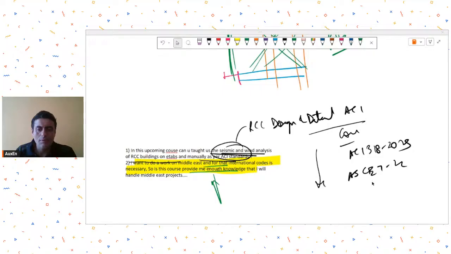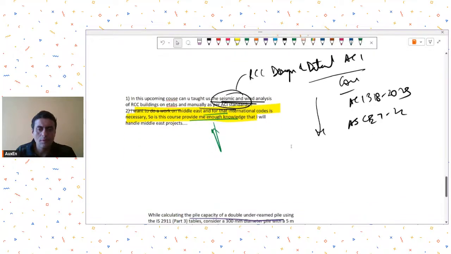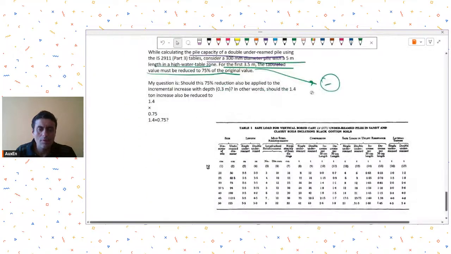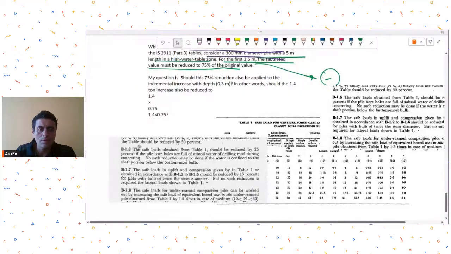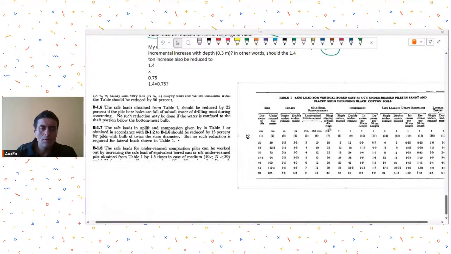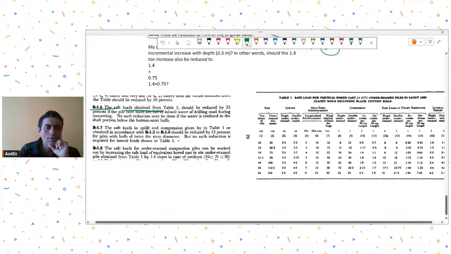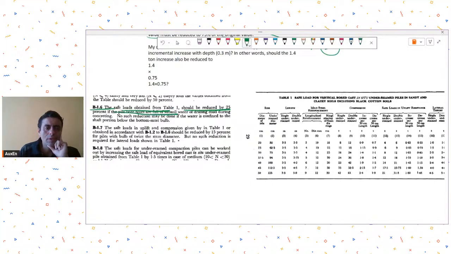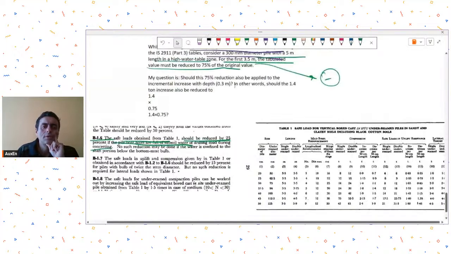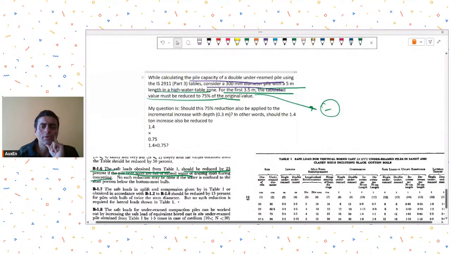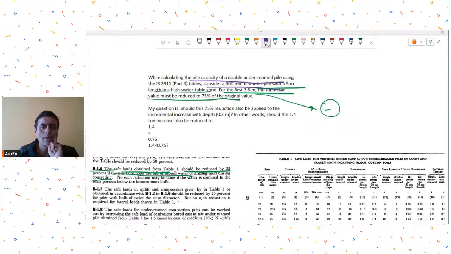And I can see from here. Yes, so this is the clause. He is referring to this clause: the safe loads should be reduced by 25% if the pile boreholes are full of subsoil water or drilling mud during concreting. Interesting. So, okay, got it. Thank you, Mr. Vineet, first of all for highlighting this point.